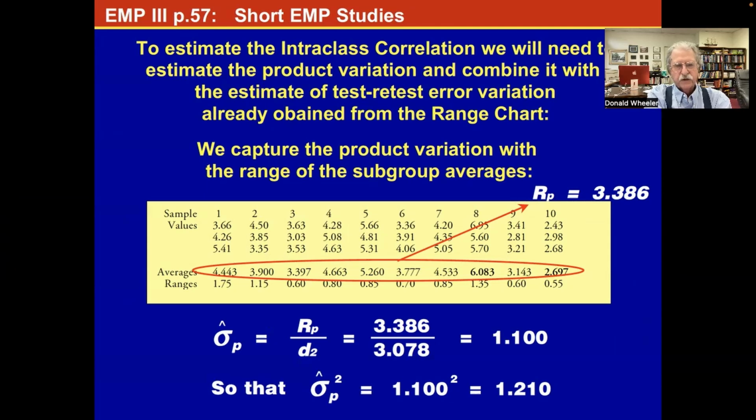Sigma p hat is the range of the p-values divided by d2. So that's 3.386 over the d2 for 10 values. We use that value for d2 because the range here was the range of 10 averages. We get 1.1. So sigma p hat squared is 1.1 squared. Sorry, 1.21.